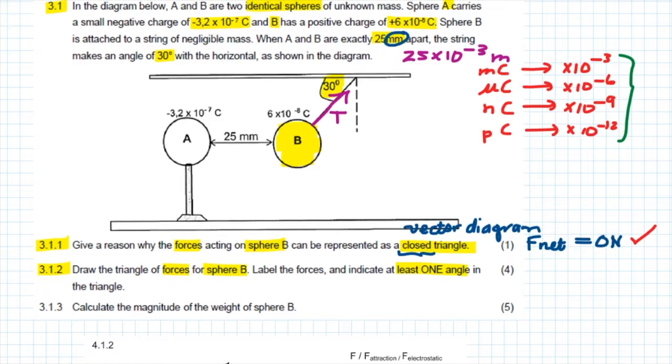Sphere B has a mass, and since it has a mass, we know that acting downwards is a gravitational force called Fg. And since sphere A is next to sphere B, sphere A is negatively charged and sphere B is positively charged, we know that opposite charges attract. Therefore, sphere B will be pulled towards sphere A by an electrostatic force. That is the force of sphere A on sphere B. And these forces together can be drawn using the tail to head method to create a closed vector diagram.